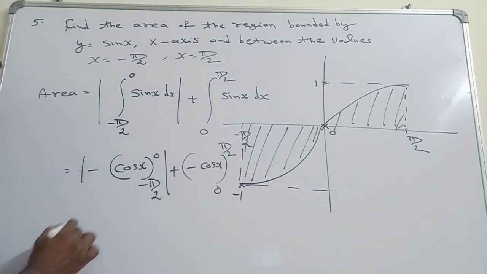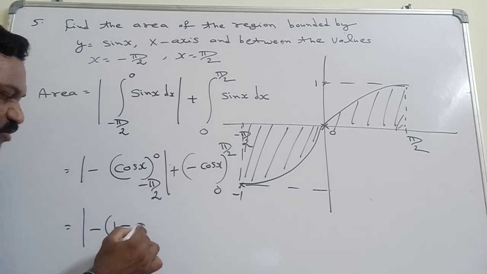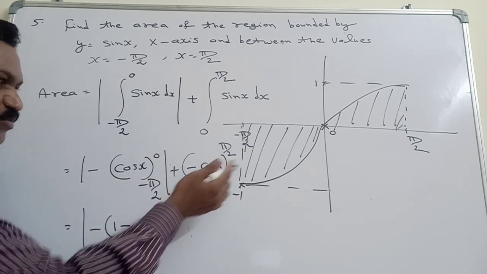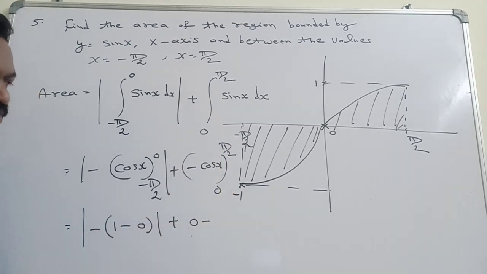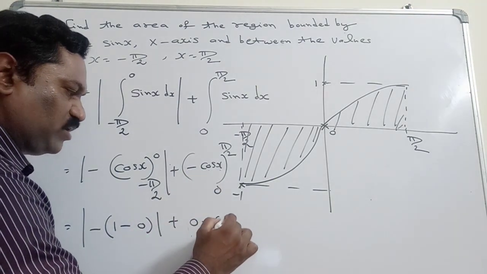So this is modulus of minus of, first we substitute the upper limit, cos 0 which is 1, minus, substitute the minus pi by 2, cos of minus pi by 2 which is 0, plus, here also substitute the upper limit, there is a minus cos pi by 2 is 0, minus 0, if you substitute the 0 there, cos 0 is 1, so it is minus 1.